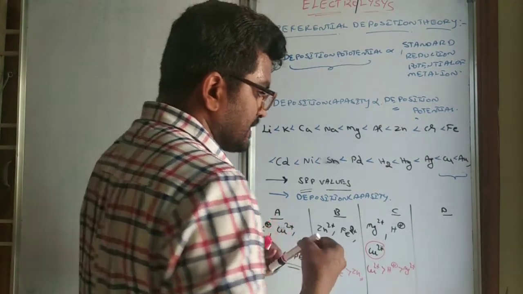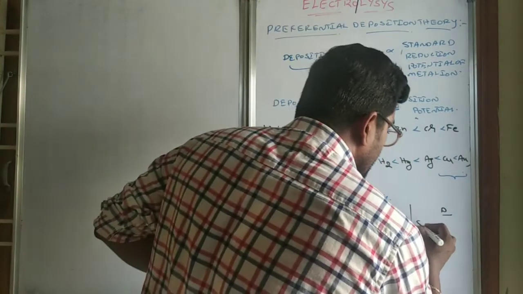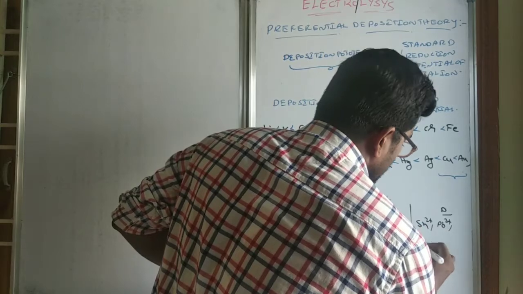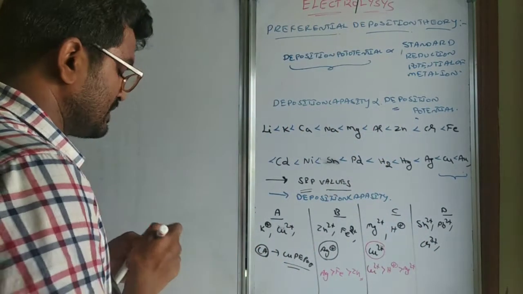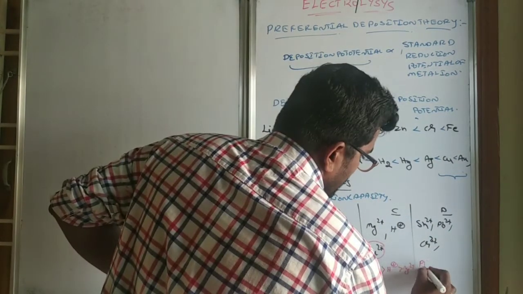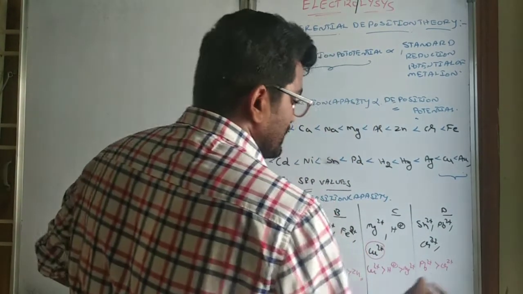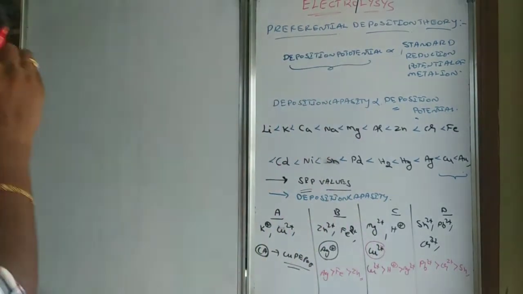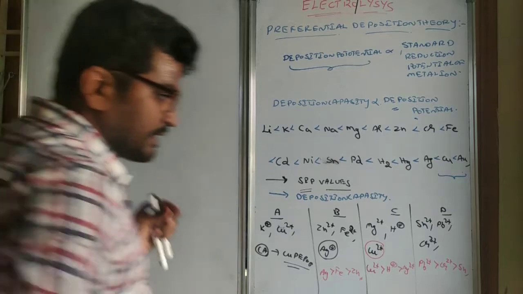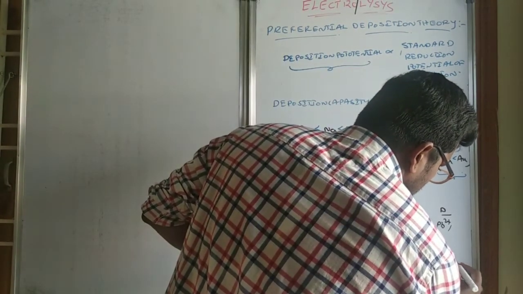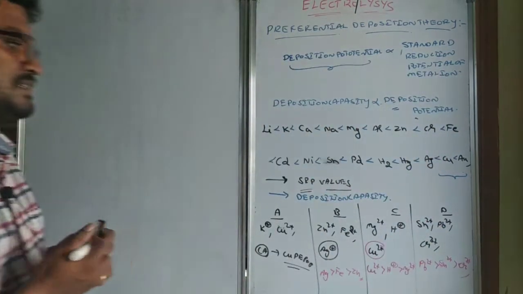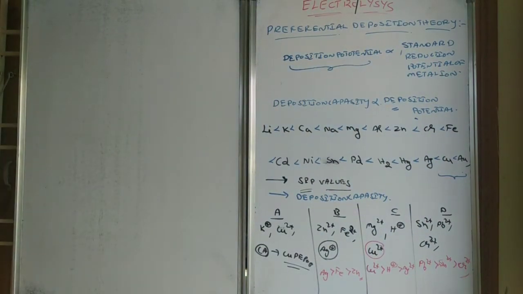If the cations present in a solution are tin, lead and chromium, which will deposit first? Lead will deposit. Sorry, here tin will be next, after that chromium will come and deposit. Like this, by using the preferential deposition theory, whichever cation has the highest deposition potential will come and deposit at the electrode first and get reduced to the particular metal.